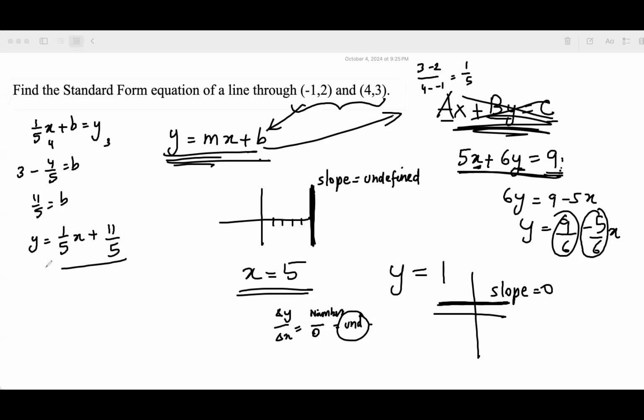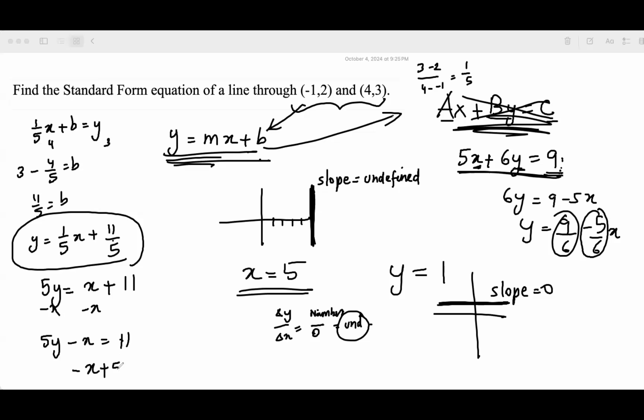11 by 5. But the important thing here is you cannot have fractions. Please don't have fractions in these, because in standard form, you cannot have fractions. And I forgot to say for those 4 people who logged off soon. So here, you cannot have fractions. So multiply throughout by 5. 5y will be equal to x plus 11. Now, if I want to bring it in standard form, 5y minus x equal to 11. I can write this as minus x plus 5y equal to 11.